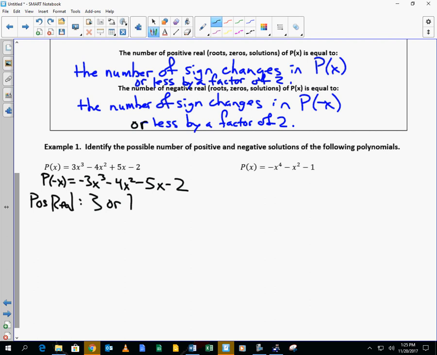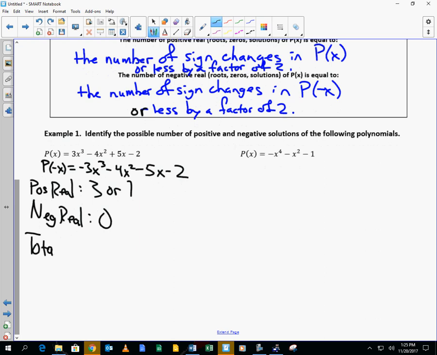Then, okay, how many sign changes are there? Starts out negative. Does it ever switch from being negative? Never switches from being negative. We're not looking at how it switches from the original. We're looking at the sign changes in P of negative x. And there are none. So therefore, we know the number of total real solutions: three or one. Because it's either going to be 3 and 0 or 1 and 0. Okay? That'll be the number of real solutions we have.